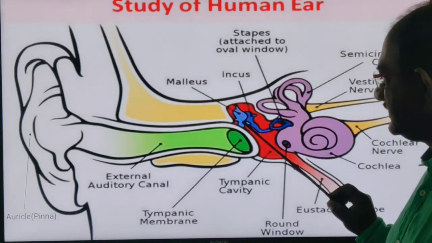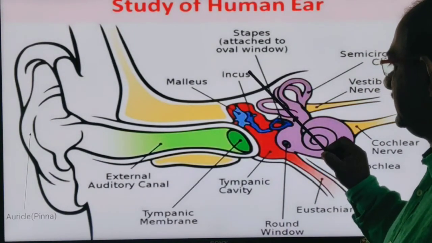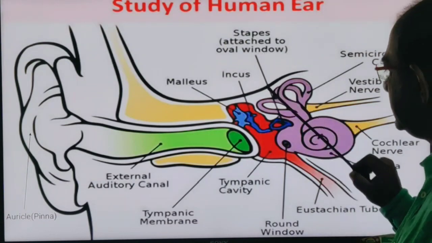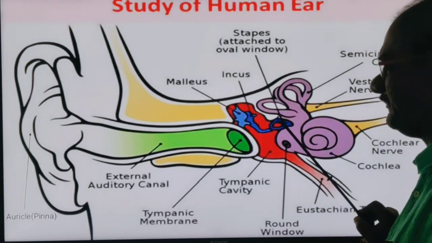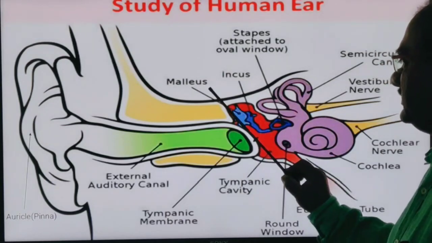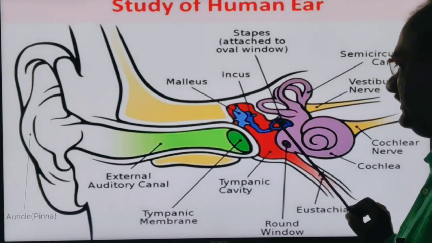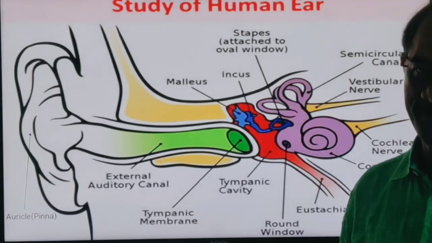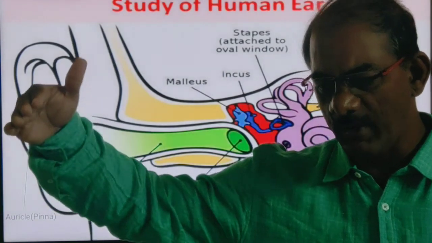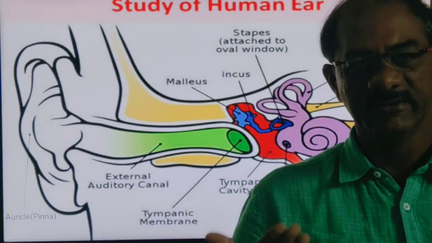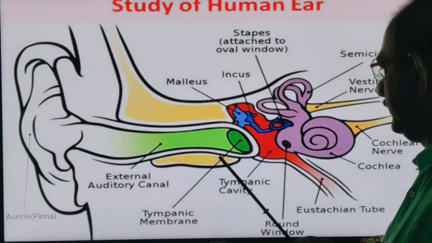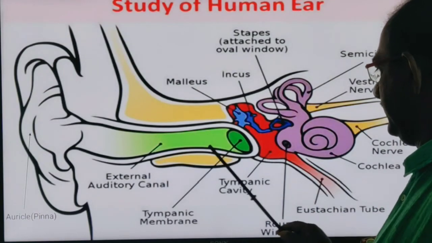This malleus is hammer shaped, this incus is anvil shaped, and this stapes is a stirrup, a scale type of structure. This malleus, incus, stapes are the bones. And these bones play an important role to conduct the vibration of the sound toward the inner side, toward the oval window. That type of vibration occurs.